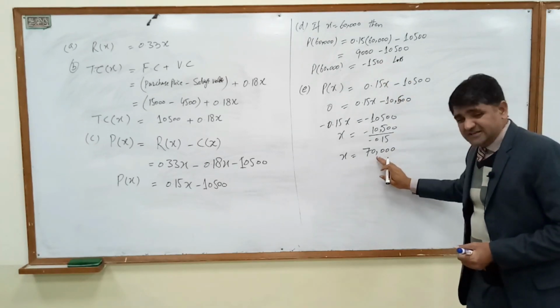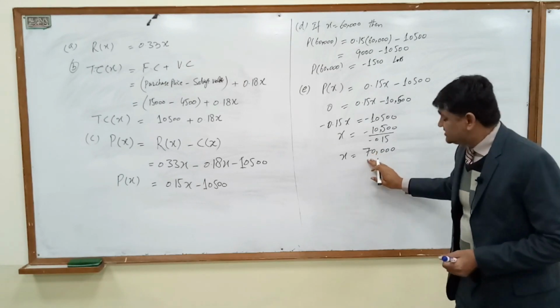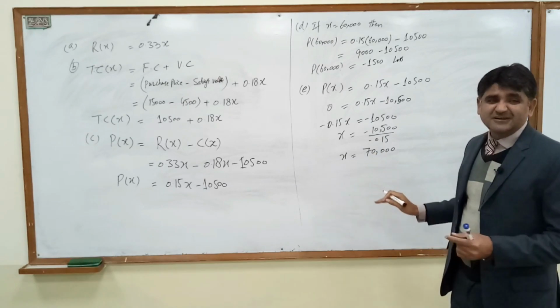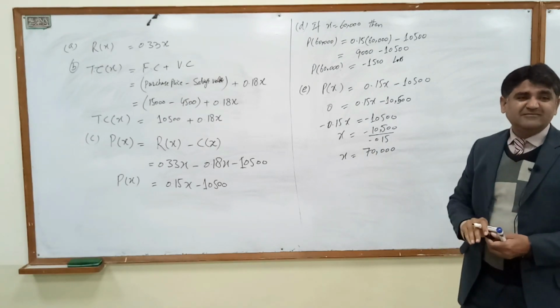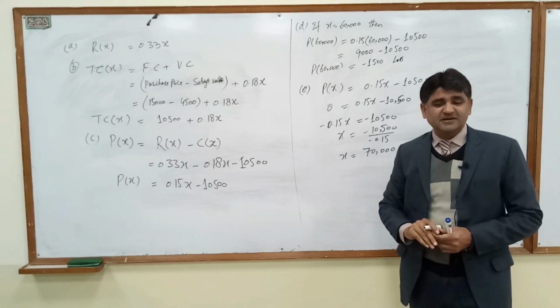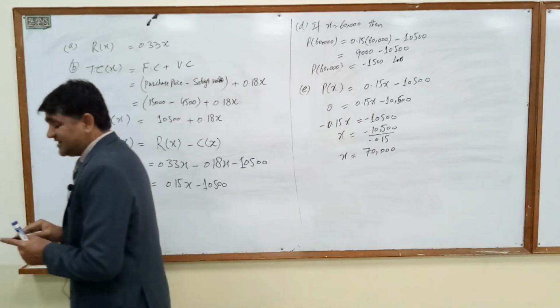So what's the conclusion? What's the interpretation? If they drive 70,000 miles, then the owner will be in the position of break even. What is break even? When there is no profit and no loss. Got the point, students?